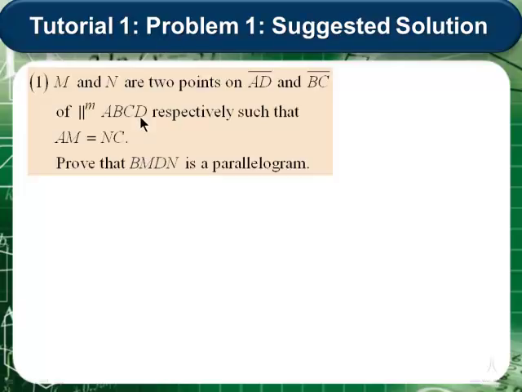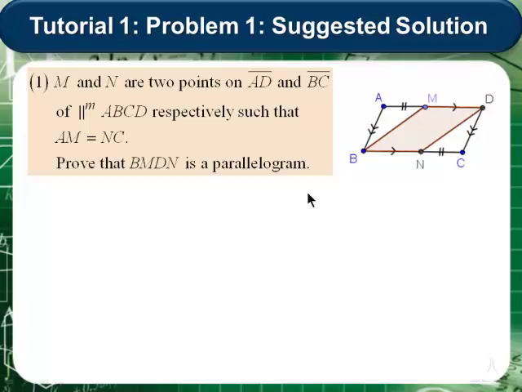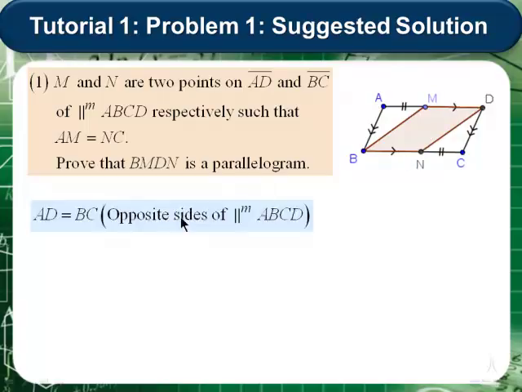Let us look at the suggested solution to problem 1 of tutorial 1. You need to prove that BMDN is a parallelogram. Now what we already know, we know that AD is parallel to BC. In other words, MD is also parallel to BN. So if we can only prove that MD is equal to BN, then we will have that a pair of opposite sides is parallel and equal, and then it will be a parallelogram. And this is exactly what we're going to do.